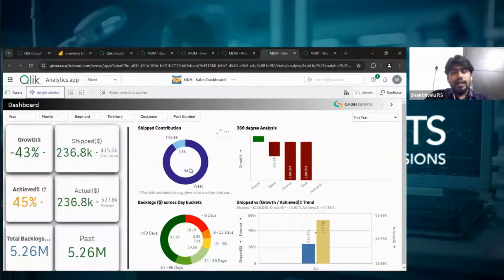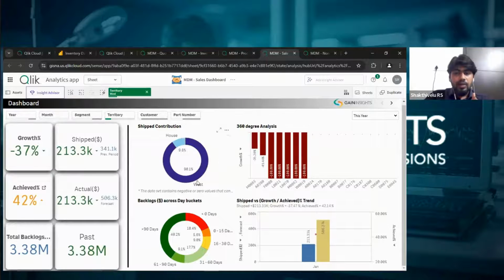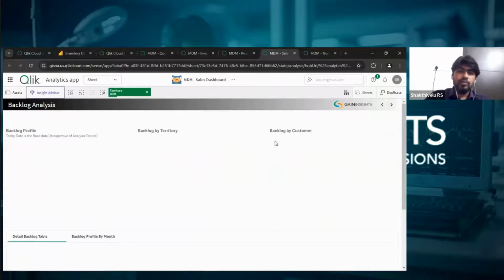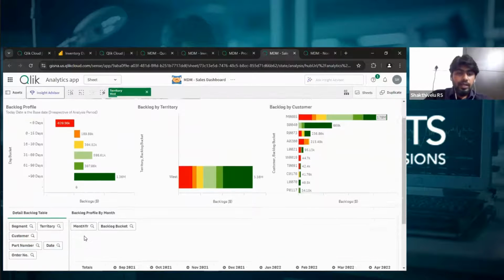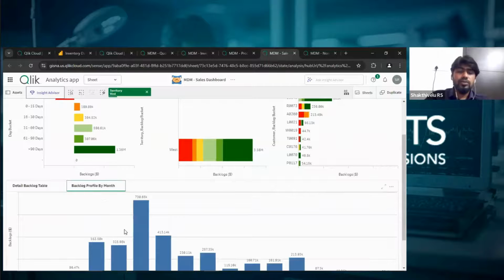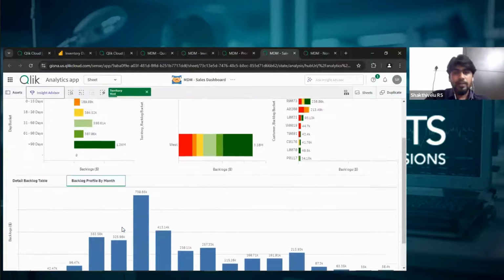Looking at this pie chart, I understand I have a very large market in the West, but I also have a large number of backlogs. Let me go and check for the last 6 months. The picture is still the same. In order to dive deep into these backlogs, I'll move to my backlog analysis. Down here, I have a tabular format of every single customer's backlog over the past 6 months, or I can also choose to look at it in a chart format.